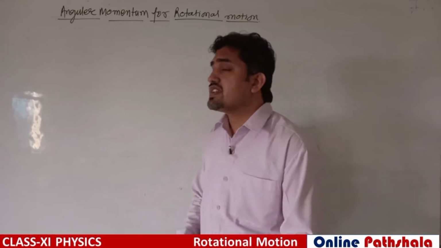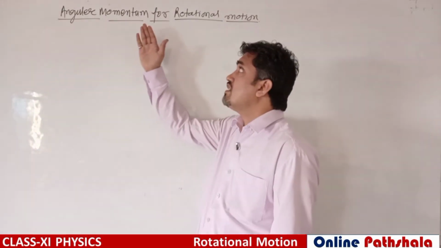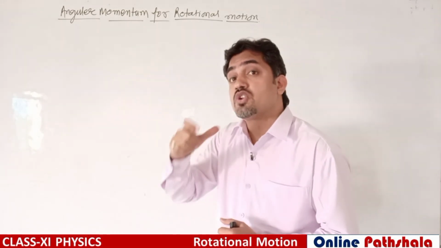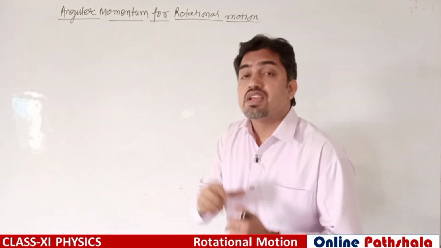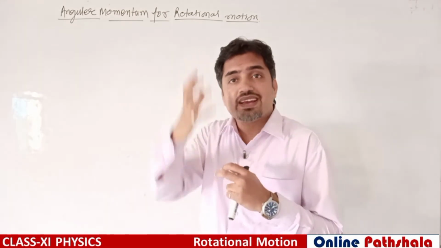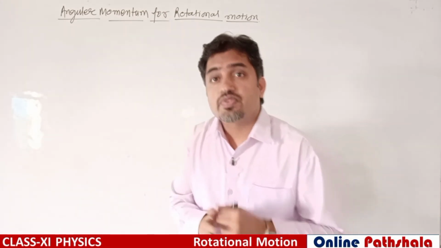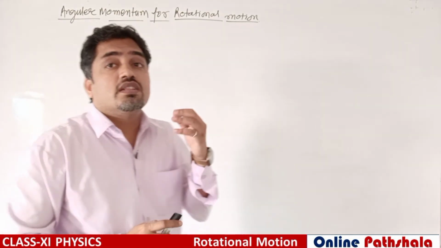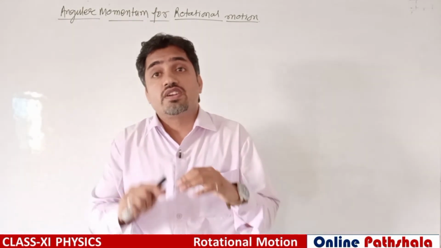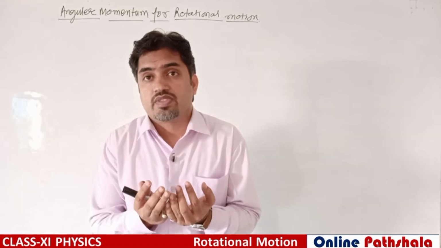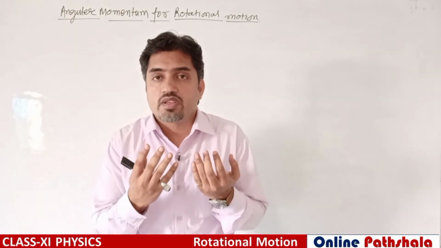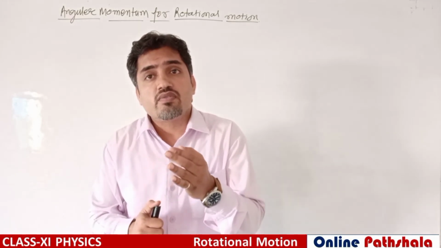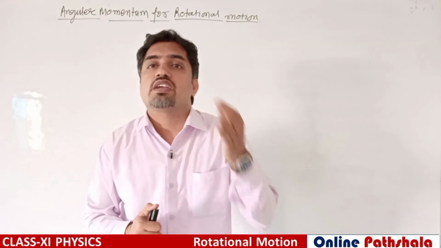So, my dear students, if we want to find the angular momentum for rotational motion, what is the meaning of rotational motion? If a body is rotating about any axis passing through the center of mass, it is called rotational motion, and we want to find the angular momentum of the rigid body. Let us consider it is moving with omega. So what do we have to do? We have to add the angular momentum of each particle of the body.